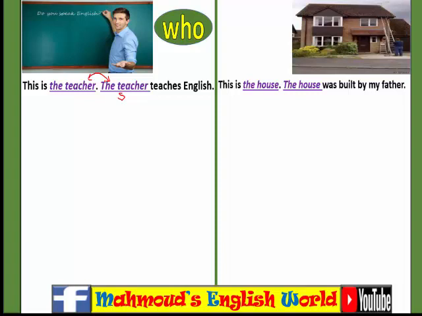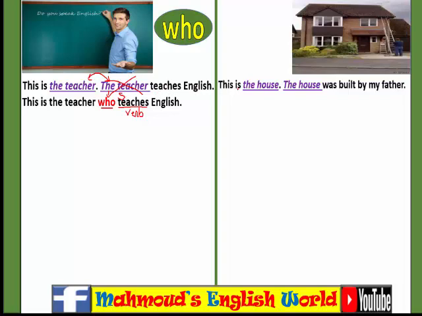Can you do it? This is the teacher who teaches English, and we're going to delete the teacher and replace it by who. Okay, and as you can see here, who all the time has a verb after it. So we never have a noun or a subject, because it replaces the subject, so it must have a verb here.